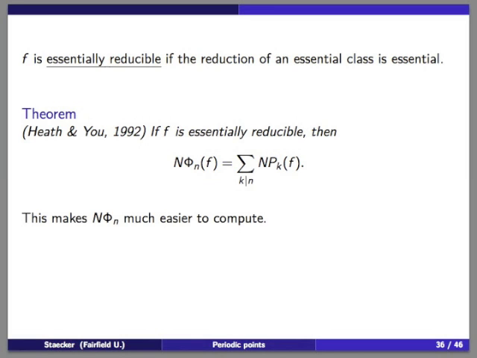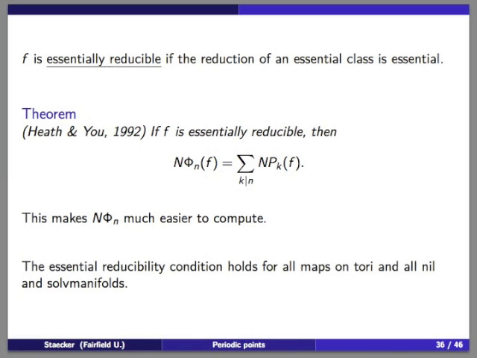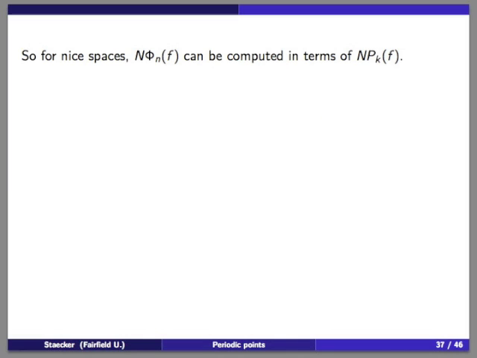In that case, the N phi n is actually much easier to compute. You could just compute the NPs, which generally speaking are simpler kind of thing to compute. The essential reducibility holds for maps on tori and all nil and solvable manifolds. So this isn't a terribly obscure feature. It really does hold, at least for the typical usual Nielsen theory example spaces. All right. So for nice spaces, you can compute the N phi in terms of the NPs. All right.